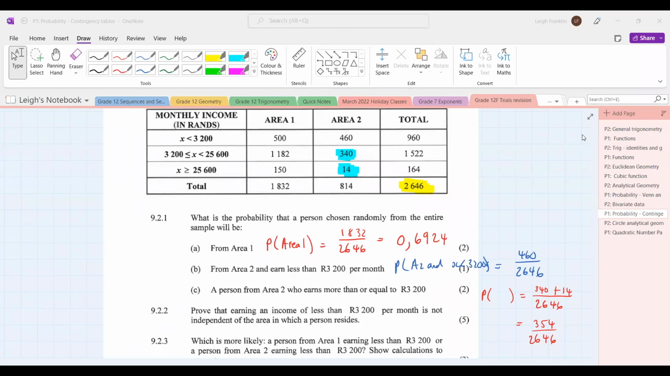Okay, so we've just got a little bit of time left. There's also a quiz for you guys to try this evening, so we'll head off a little bit earlier so that you can do that. Let's just have a look at question 9.2.2.